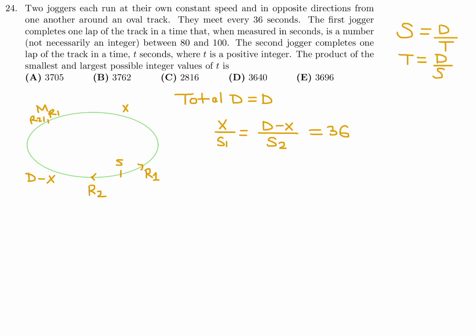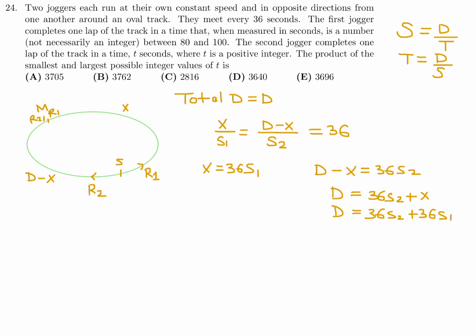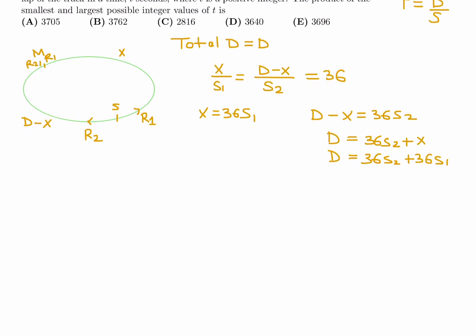So these are equal, and they both equal 36. From these equations, we get that x is equal to 36 S1, and from the other one, d minus x is equal to 36 S2. So d is equal to 36 S2 plus x, but x is 36 S1, so I can put that in here. D is equal to 36 S2 plus 36 S1. All right, so far, so good. Let's keep going with this information.